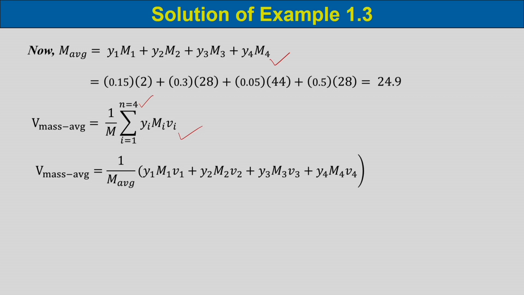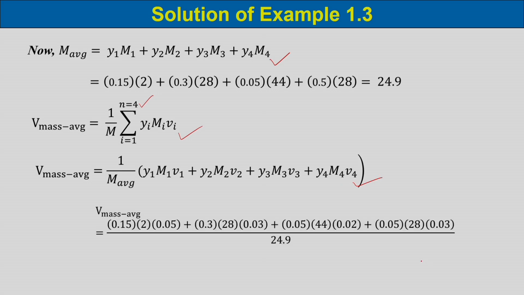So, this would be equal to 1 by m average, y_i m_i v_i, which would be equal to 1 by m average (y_1 m_1 v_1 + y_2 m_2 v_2 + y_3 m_3 v_3 + y_4 m_4 v_4). Now if we substitute, the mass average velocity would be around 0.014 meter per second.